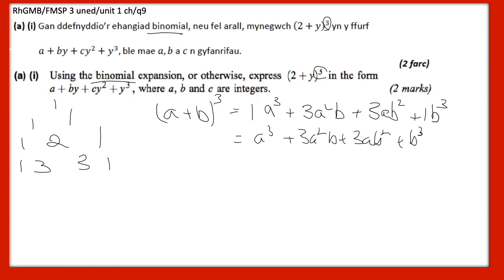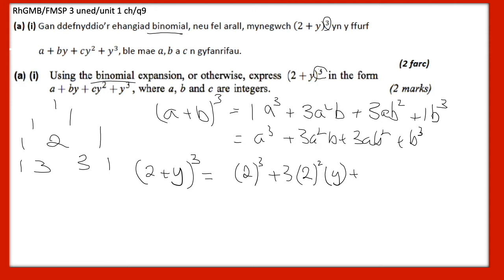Now there's lots of different ways. So what I've got to do is 2 plus y to the power 3. So clearly I'm going to go through, and I've got 2 cubed plus 3 times 2 squared times y, and I don't really need the brackets, but I'm going to put them there just to be sure. Plus 3 times 2 times y squared, plus y cubed.